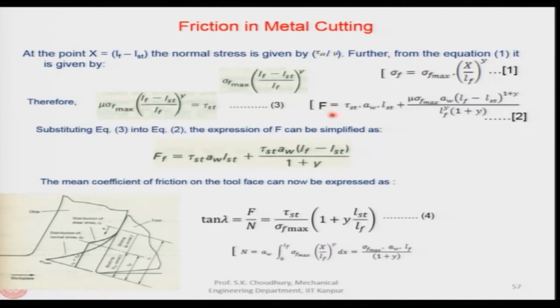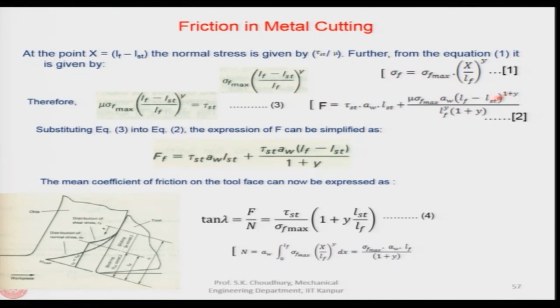Now, the F that we had earlier, this equation we have derived by integrating these two sides. And if we put this value here, then substituting this equation 3 in this equation 2, you can see that here it is remaining the same. And then instead of this portion, we are putting the value of tau ST. So, this value will be put in here, and remaining will be A w LF minus LST to the power y gone.